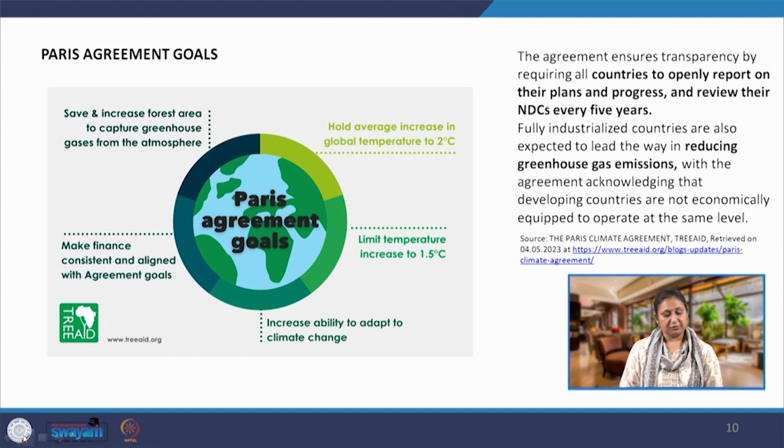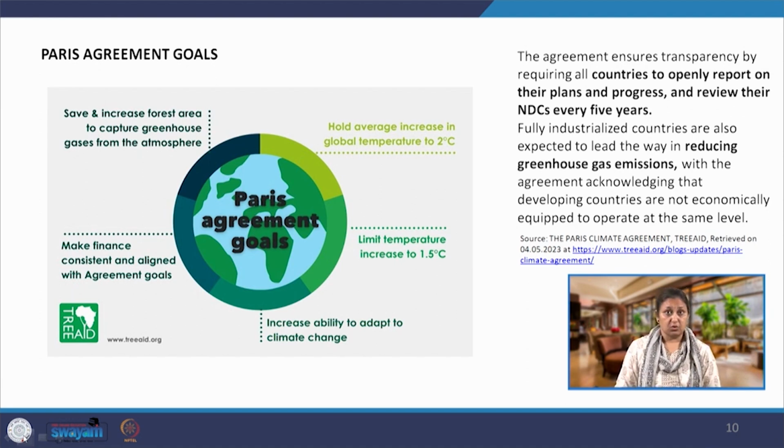We have to make finances consistent and aligned with the agreement goals. So, how those finances will flow from developed to developing countries. There are certain provisions within that, but unlike the Kyoto Protocol, there are no flexibility mechanisms being discussed, but the fact remains that the carbon trading mechanisms, the platforms, are already existing and they are continuing even after the Kyoto Protocol has ended.